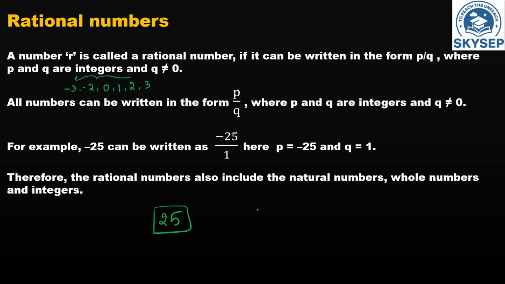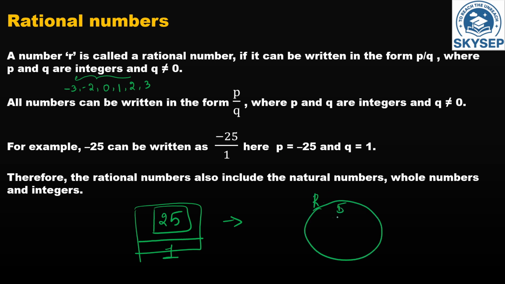You are saying, ma'am, rational numbers should have numbers in a P by Q form, but 25 is a number only. How does it come under P by Q form, you are asking. See, whatever the number, by default, these numbers have 1 as a denominator. Now it becomes P by Q format, right? So, rational numbers consist of integers. So by default, what do integers consist of? Integers consist of whole numbers and natural numbers. So that's why rational numbers also include the natural numbers, whole numbers and integers.